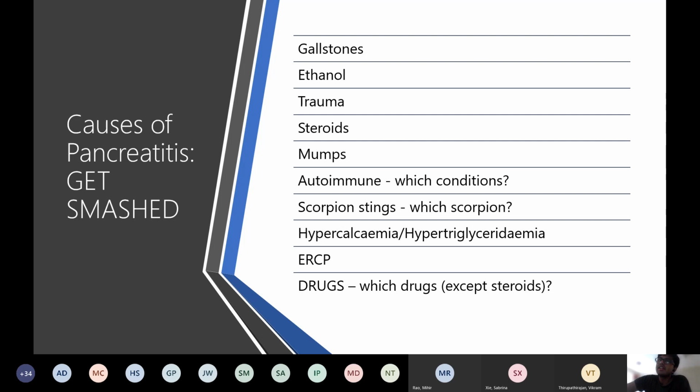So what autoimmune conditions cause pancreatitis? I love how everyone remembers the weird stuff. Yeah, IgG4 and polyarteritis nodosa are the two important autoimmune causes of pancreatitis. Highly unlikely to come up in exams, but question banks ask about it.